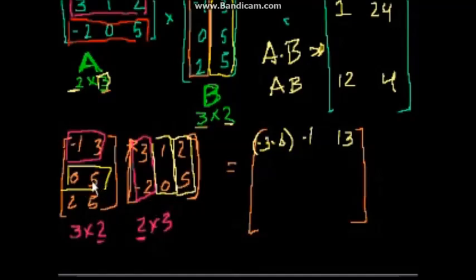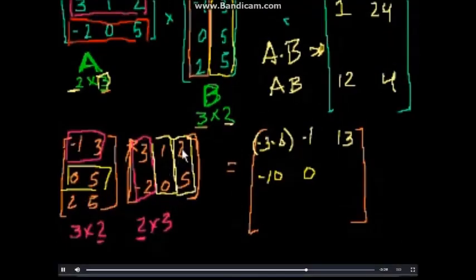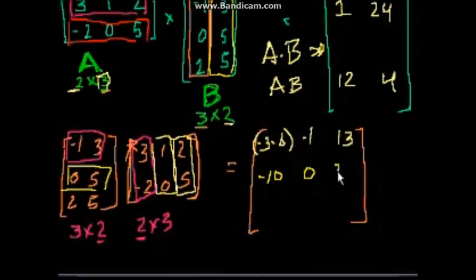So 0, 5. So 0 times 3 plus 5 times minus 2. That's minus 10. Then 0 times 1 plus 5 times 0, that's easy. That's 0. 0 times 2 plus 5 times 5, that's 25. Almost there. Almost done. Now we're going to take this row and multiply it times each of these columns.